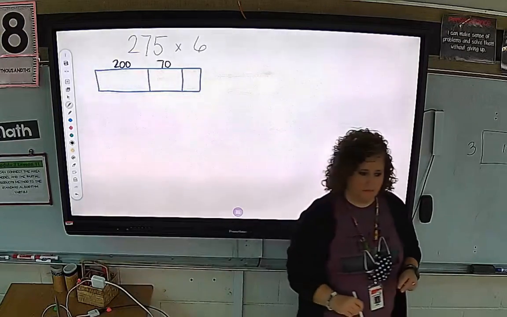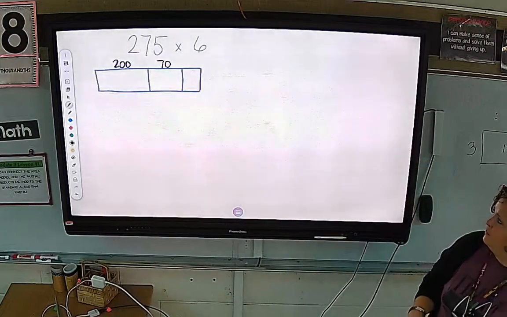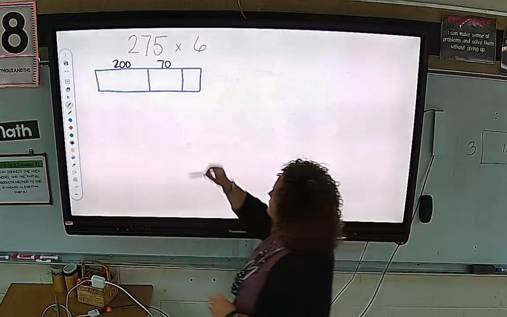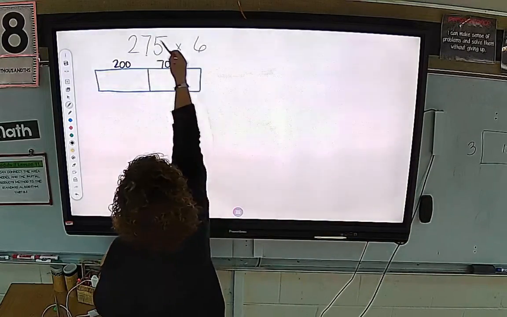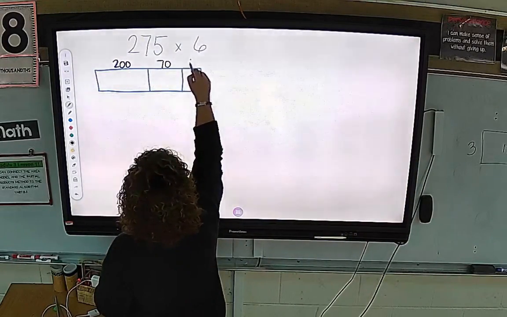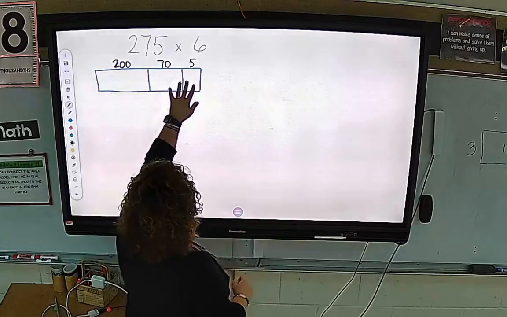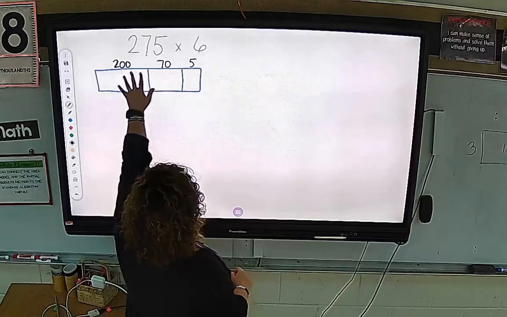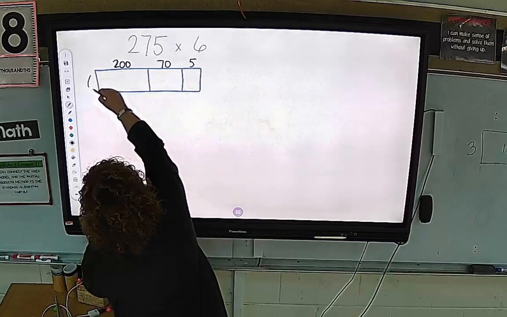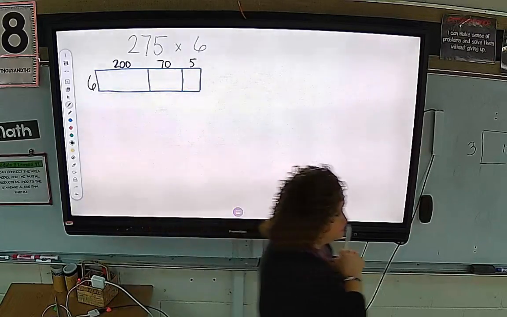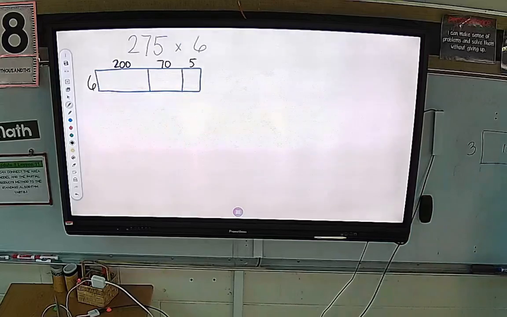Okay. Faith, how many 1s do we have in this number? 5. Caleb, what are we multiplying all of that by? Times 6. Okay, so that's what your area model looks like before we multiply.